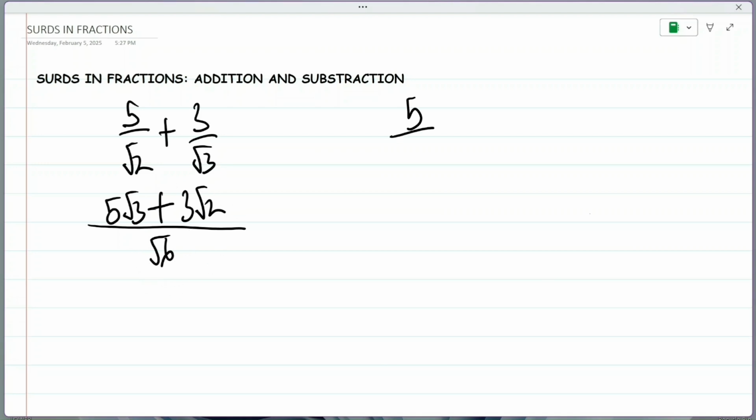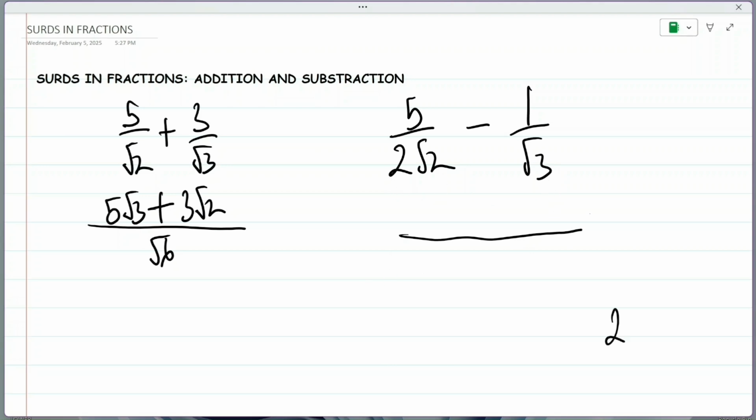We have 5 over 2 root 2 minus 1 over root 3. Just like you do in addition and subtraction of fractions, you find the LCM. The LCM of 2 root 2 and root 3 is 2 root 2 times root 3. Since this root 3 has a 1 in front of it, you do 2 times 1, 2, then root 2 times root 3 is root 6. So the LCM is 2 root 6. And you know we had to multiply this 2 root 2 to get 2 root 6. So if you divide 2 root 6 by 2 root 2, you get root 3.